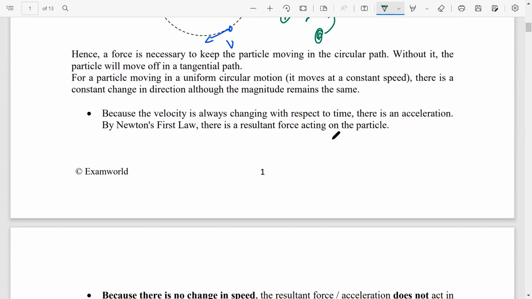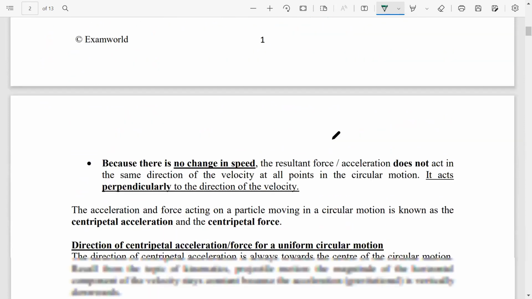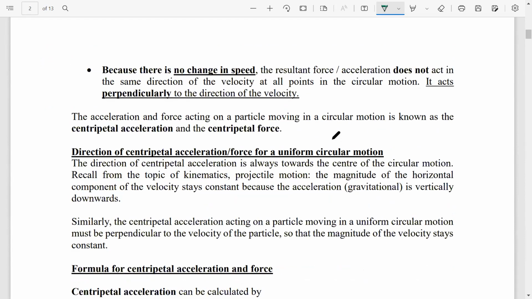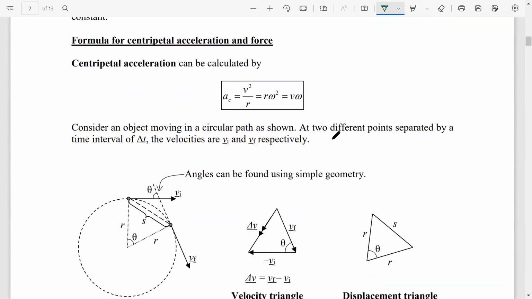Okay, all can understand how the centripetal force and centripetal acceleration come about? Why there is a need for it. Everything is written here, so can reread one more time. Now, because now that you know there is a force, we come to the formula time. The formula for centripetal acceleration is given by v squared over r.